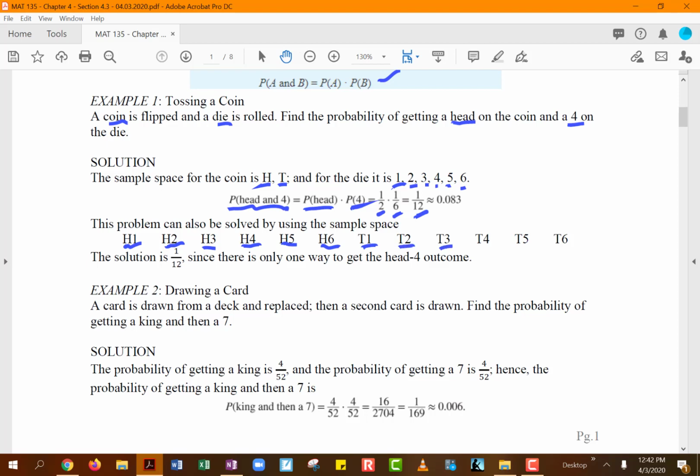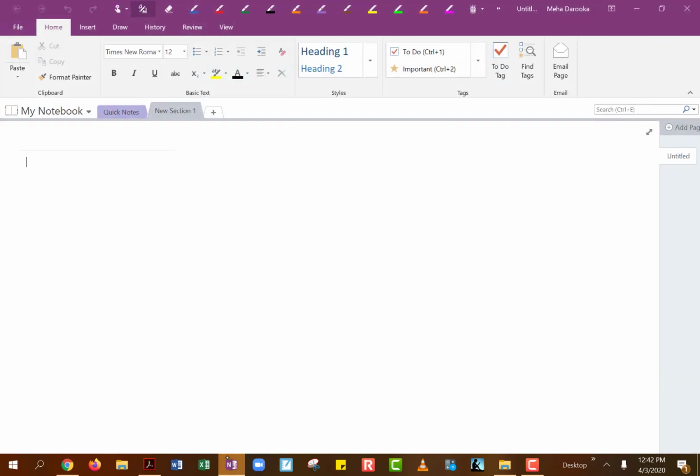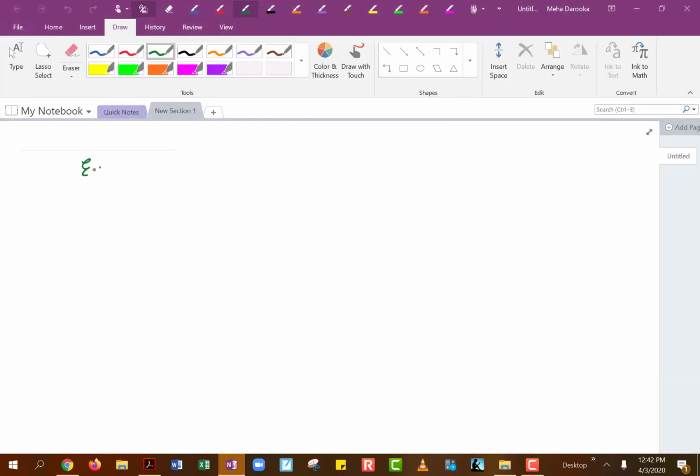So you can have tail and 1, tail and the number 2, all the way up to tail and a number 6. And to get this sample space, you can basically think about first flipping a coin. Let me show you over here. So this is for example 1 in our handout. If we're talking about flipping a coin, you can either get a head or a tail, right?